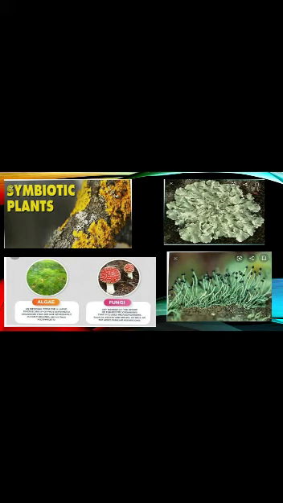Okay, students, today we are going to learn about symbiotic nutrition. Now, what is the meaning of symbiotic nutrition? See, students, in some cases, two or more than two different types of plants live together to fulfill their needs of nutrition, protection, and support with each other's help. This type of nutrition is called symbiotic nutrition.